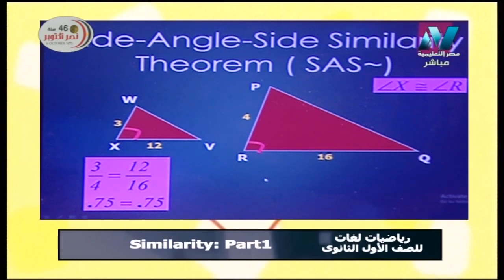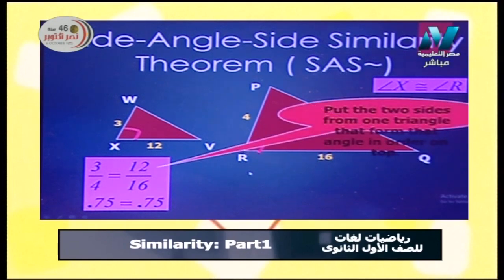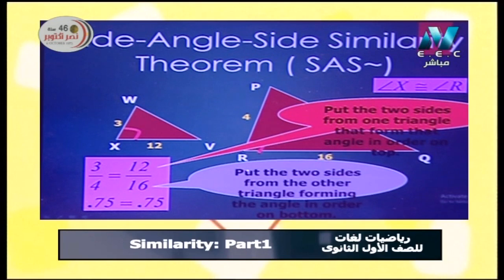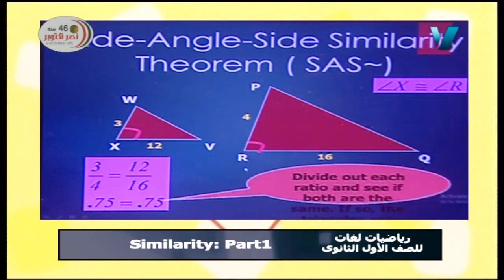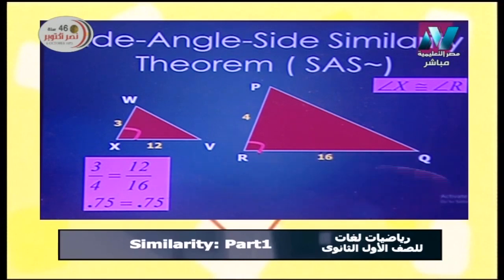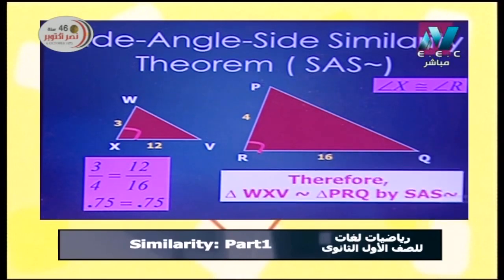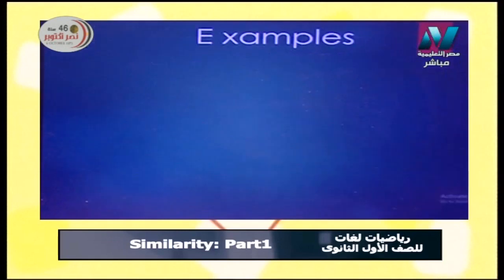So if we say, as an example, measure angle X doesn't equal measure angle R, but measure angle W equals measure angle P, they will not be similar, because the condition is that the angle must be the included angle between the two sides. Put the two sides from one triangle, put the two sides from the other triangle, and divide out each ratio, and the ratios will be equal. Therefore triangle WXV is similar to triangle PRQ by SAS, which means side angle side.